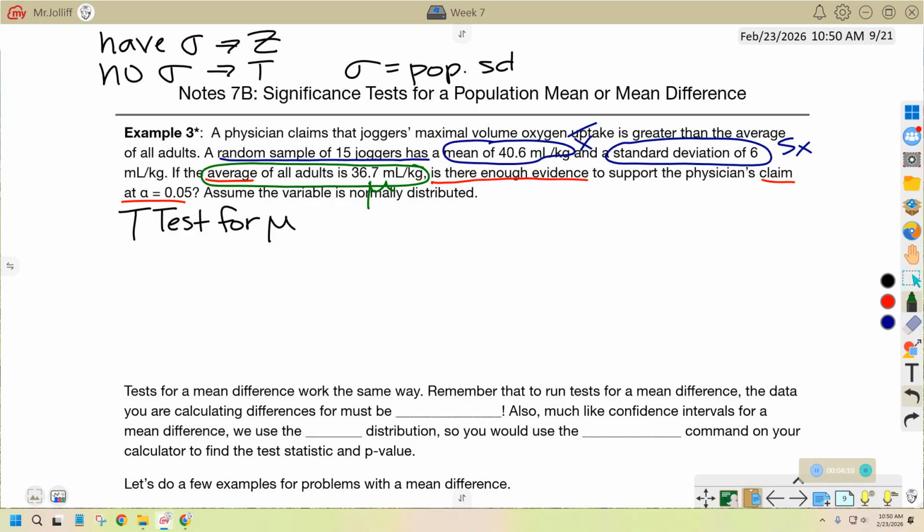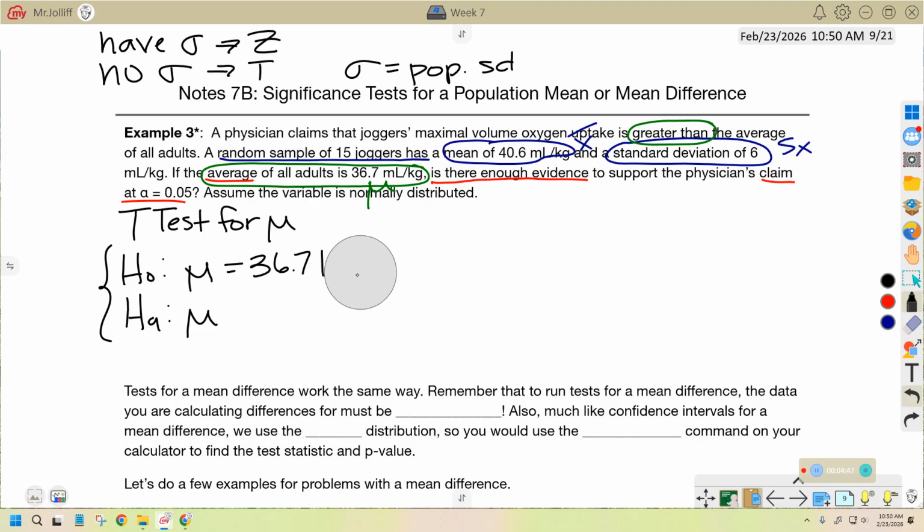There is a keyword that tells me about my alternative and the symbol that goes in my alternative. Where is that keyword? Greater than, yeah, good. So physician claims the joggers are greater than all adults, the average for all adults. Good. So let's go ahead and write our hypotheses. We'll go through our checks. We'll do our test. So H0, HA. It's a claim about a mean. My null is always a statement of equality. I know my number for the population is 36.7 milliliters per kilogram.